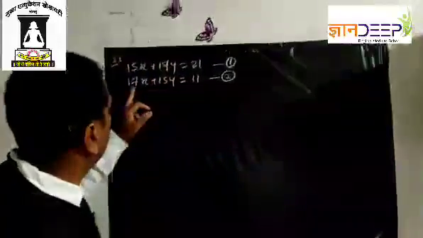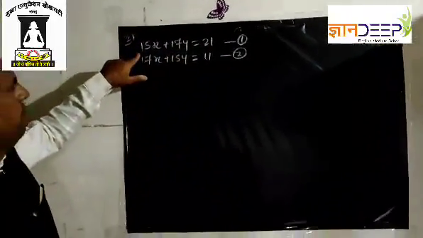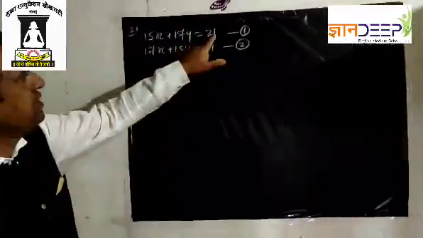Then here we will see another example. Second example, 15x plus 17y is equal to 21.